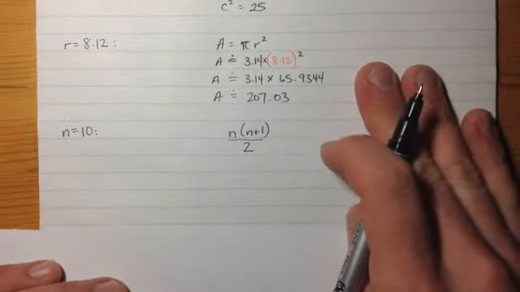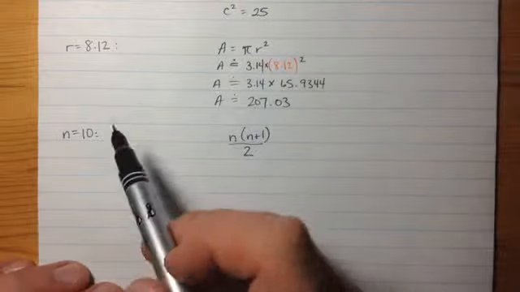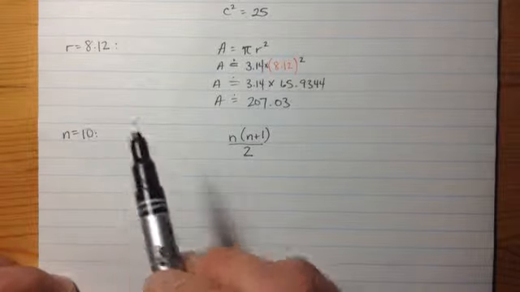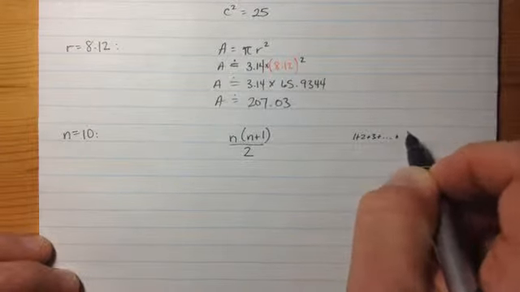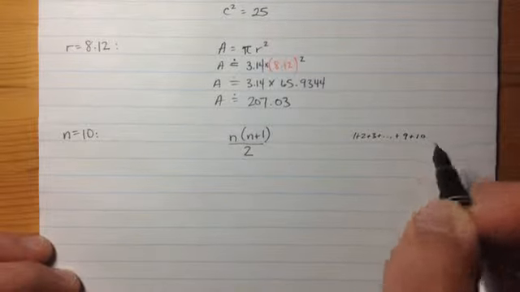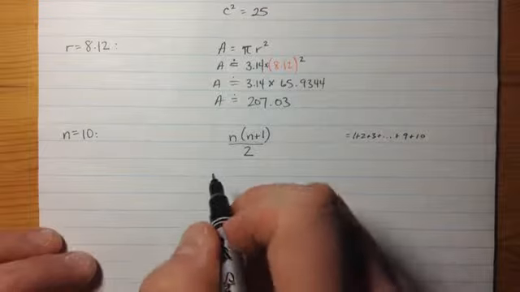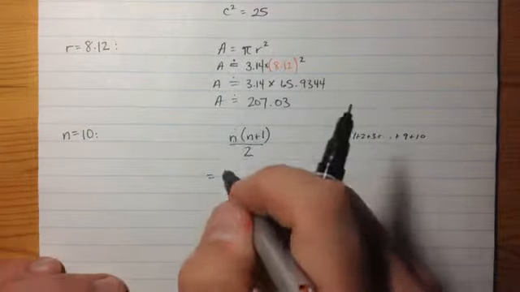Now this one finds for us the sum of the first n natural numbers, and n in this case is 10. So if I added up the numbers 1 plus 2 plus 3 and so on up to 9 and 10, I will get this value. So let's see what that value will be. Instead of n, I'm going to write the number 10.